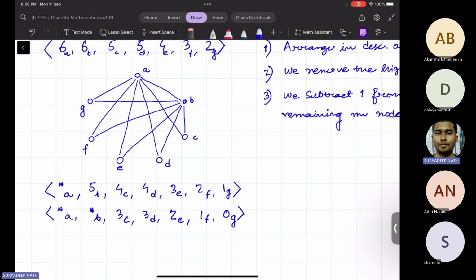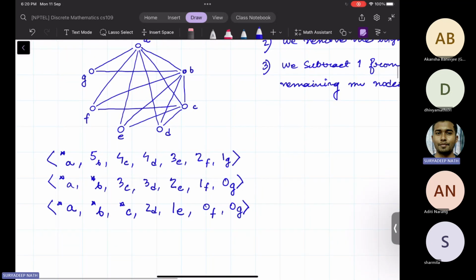Now we'll have to add 3 more edges to node c. Again let us do it in order: c to d, c to e, and c to f. So it becomes star a, star b, star c. We remove 1 from each, so it's 2d, 1e and 0f, and 0g will remain. So we are not connecting anything to d.